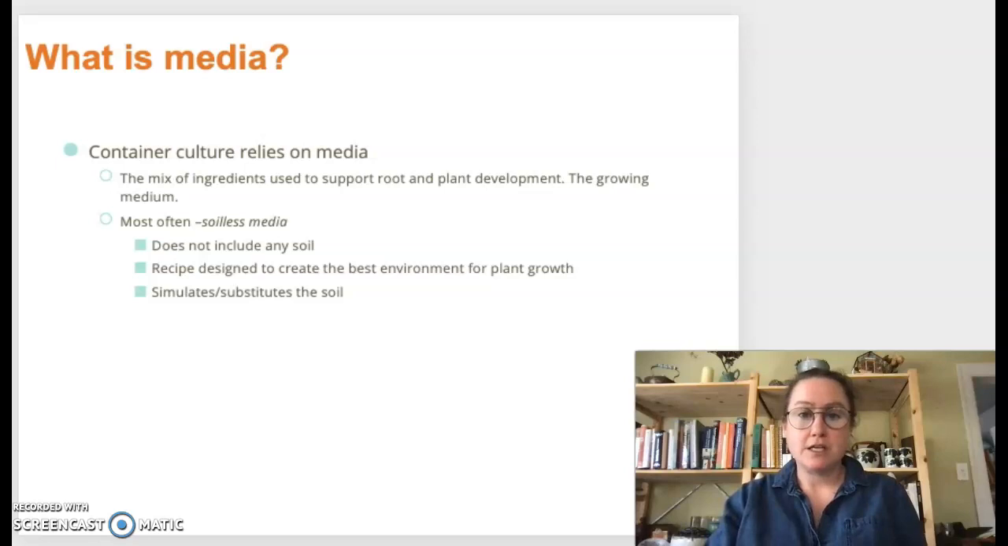Most often, the media is soilless, which means it doesn't contain any soil, and often doesn't contain any nutrition, which is something we touched on in our midterm a bit. And we're using specific recipes designed to create the best environment for plant growth. So we will have general use mixes that can cover a broad range of plant types at a broad range of stages, but some plants, especially at some stages, require specificity.